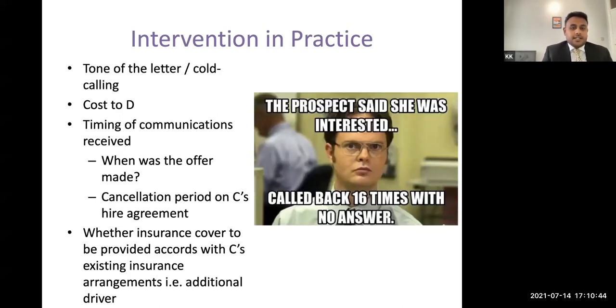Looking at intervention letters generally, it's really important to factor in certain points. For example, the tone of the letter. It's a point that I can't reiterate enough. The tone of the letter is absolutely vital, because a threatening tone, or one which seeks to bully a claimant into accepting an intervention letter, is very unlikely to succeed.